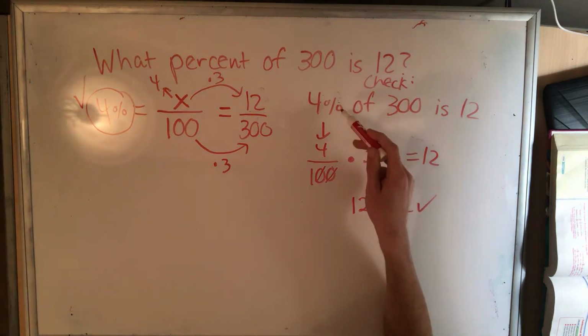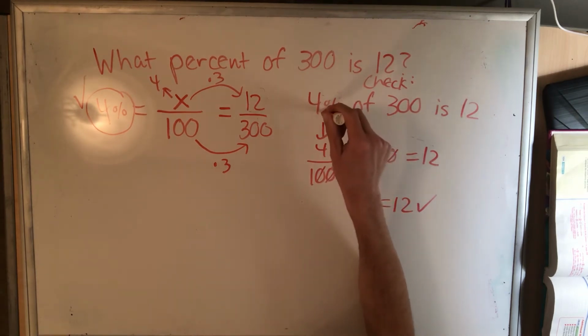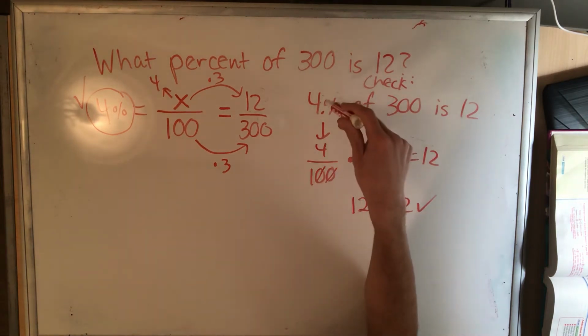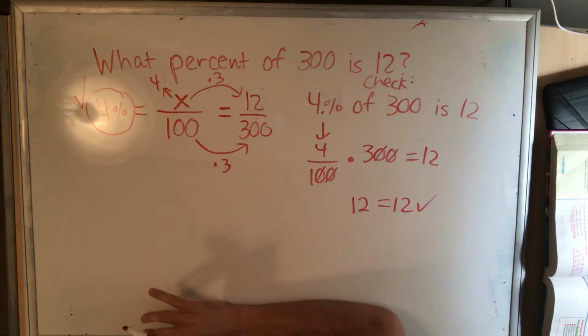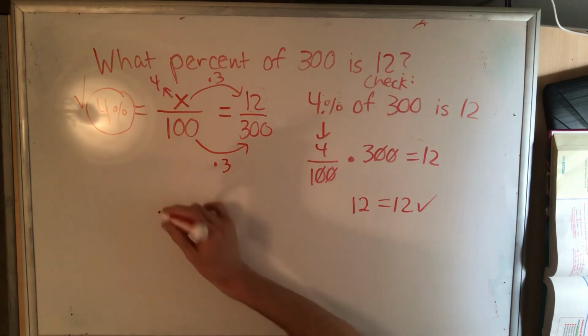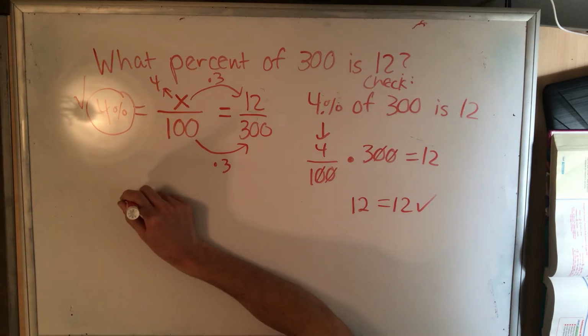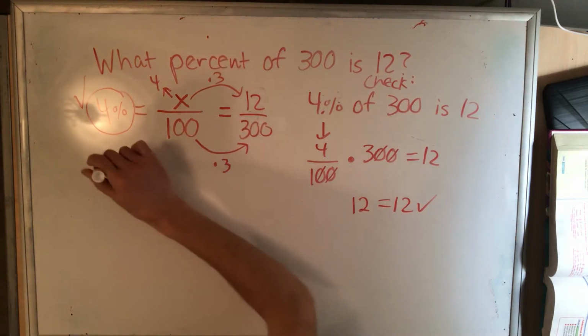You could also convert 4% into a decimal by moving the decimal point 2 places to the left to make it 0.04. And 0.04 times 300, if you work that out, it equals 12. So that's another way of checking. Now let's use the proportion method. Actually, that was the proportion method. There's also the percent formula method. What percent of 300 is 12? So yeah, that was the proportion method.